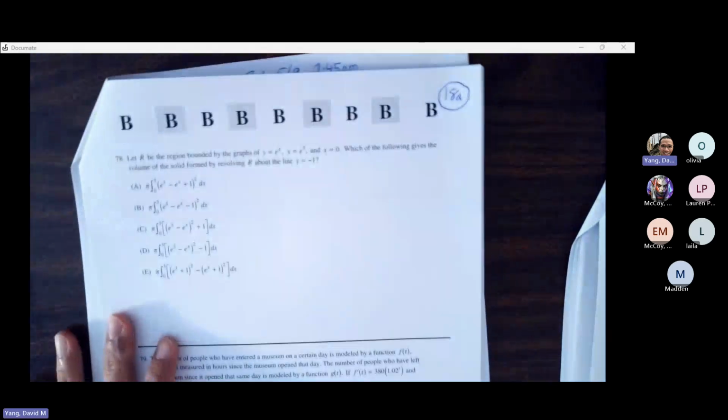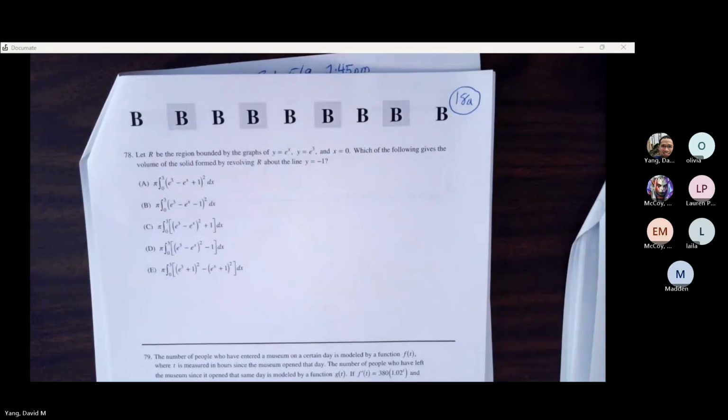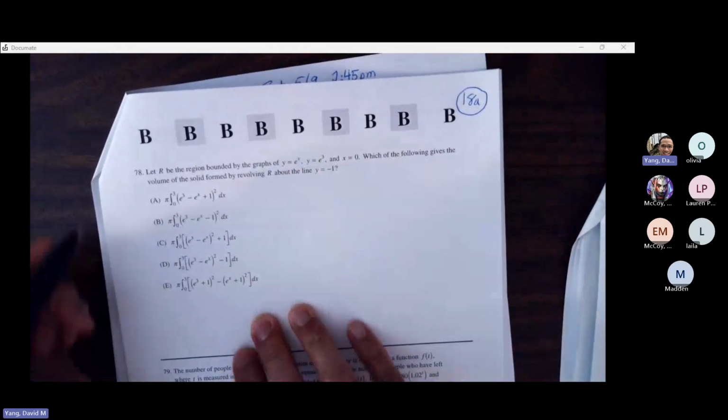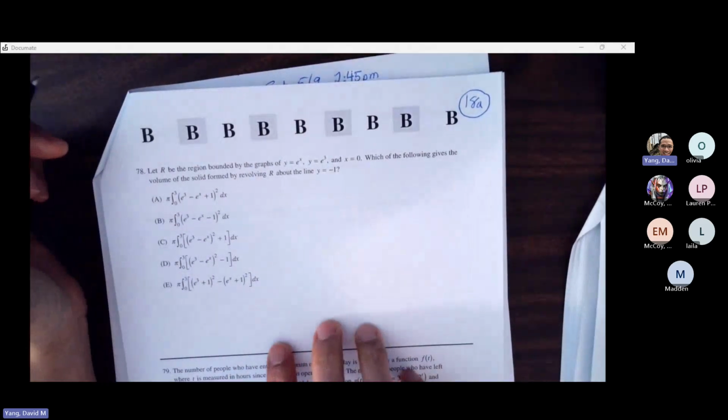Page 18. Let R be the region bounded by the graph of y equals x cubed, y equals e to the x, y equals e to the cubed, and x equals 0. Which of the following gives the volume formed by revolving R about the line y equals -1?